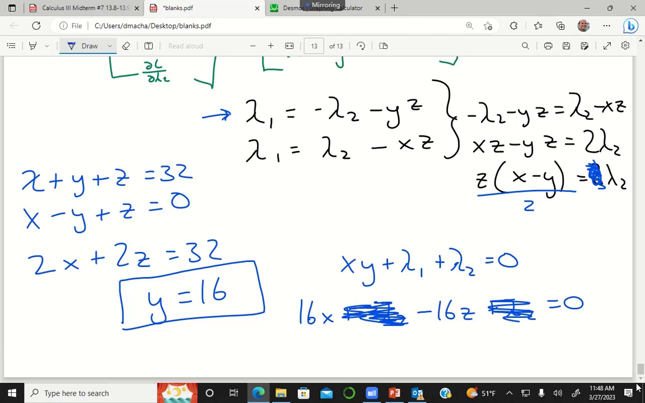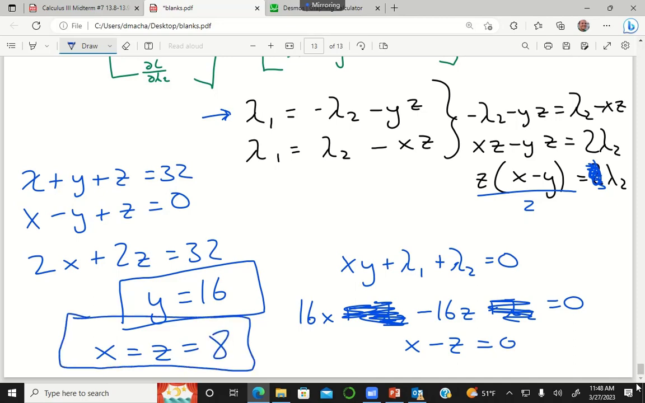I can divide both sides by 16 and say x minus z equals 0, which means that x is equal to z. And if x is equal to z, then this is 4x equals 32, which means x has to be 8, which means z has to be 8. So there we go. We've actually found x, y, and z.